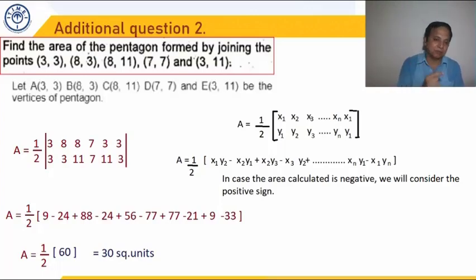3 into 3 is 9 minus 24. Plus 8 into 11 is 88. Minus 3 into 8 is minus 24. Plus 8 into 7, 56. Minus 11 into 7, that is minus 77. Plus 7 into 11 is 77. Minus 3 into 7 is minus 21. Plus 3 into 3 is 9. Minus 11 into 3 is minus 33. On simplification, this gives us 60 inside the bracket. 60 by 2 is 30 square units. Easiest way to calculate area.